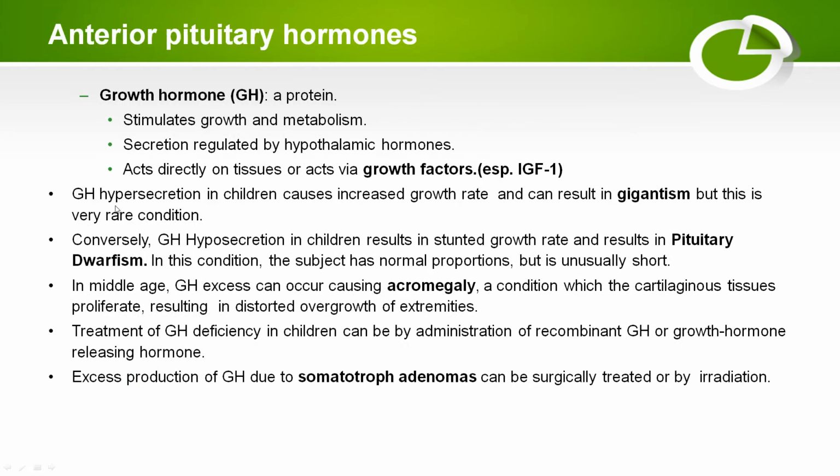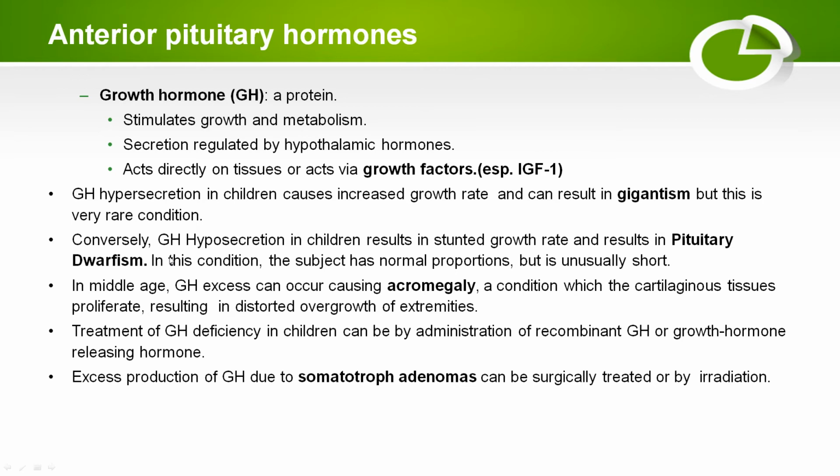Growth hormone, GH, is a protein. It stimulates growth and metabolism. Secretion is regulated by hypothalamic hormones and acts directly on tissues or via growth factors. Growth hormone hypersecretion in children causes increased growth rate and can result in gigantism. This is a condition which can result in tissue overgrowth of any part of the body.